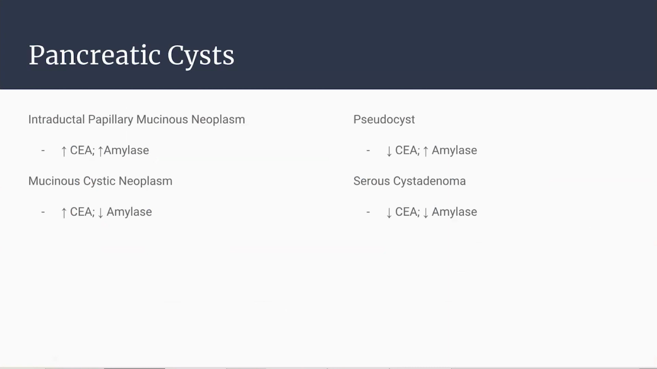Pancreatic pseudocysts will have an elevated amylase because they are connected to the duct, but they do not contain mucin and therefore will not have an elevated CEA. Lastly, serous cystadenomas will have no elevation in CEA or amylase because they do not contain mucin and do not connect to the duct.